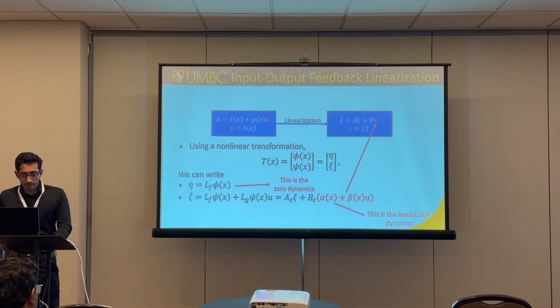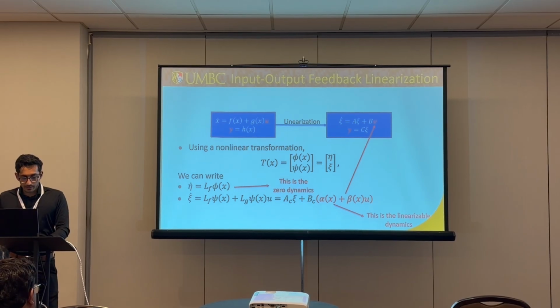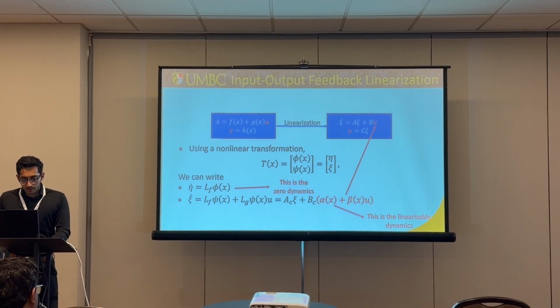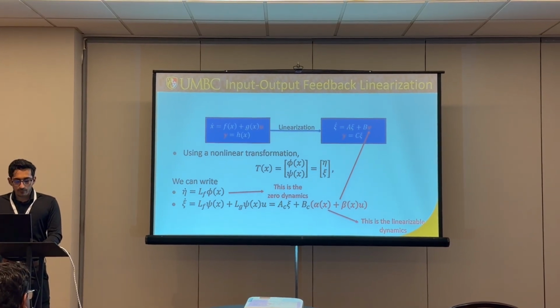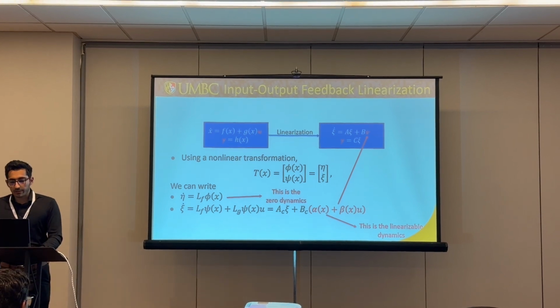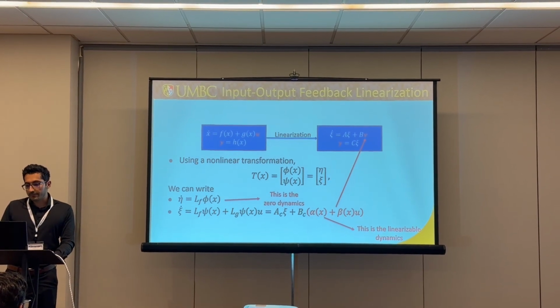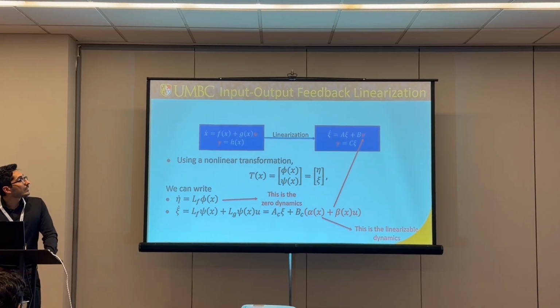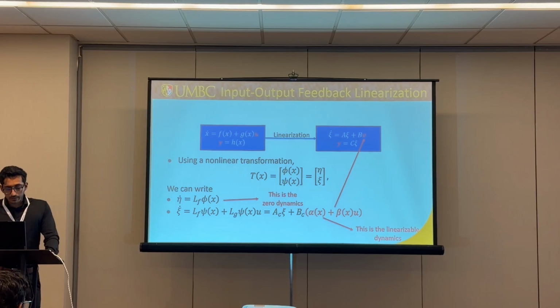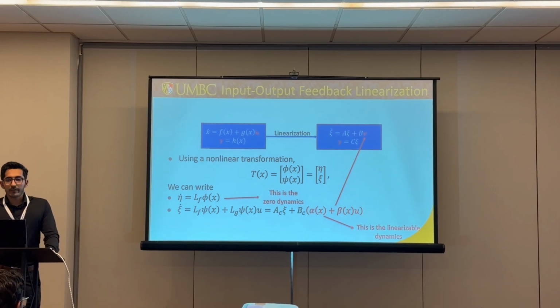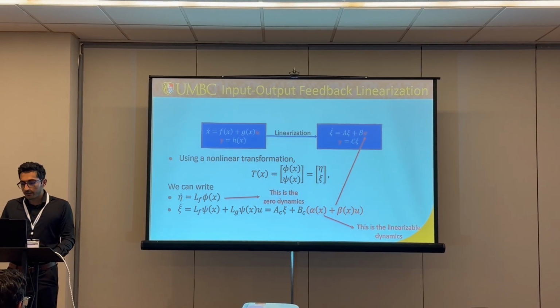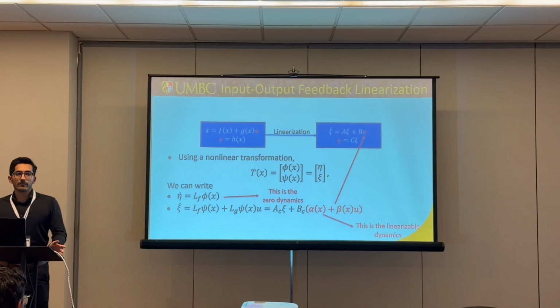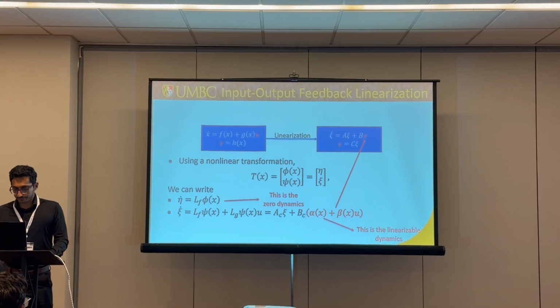By using the nonlinear transformation and getting the virtual control as alpha of x plus beta of x times u, we can linearize the dynamics of the system. And then we are going to deal with the linear system as shown there, p dot equals Ap plus Bv. With these terms, alpha and beta, we have cancelled the nonlinearities, and we remain with the linear system, and we need to design a linear controller.